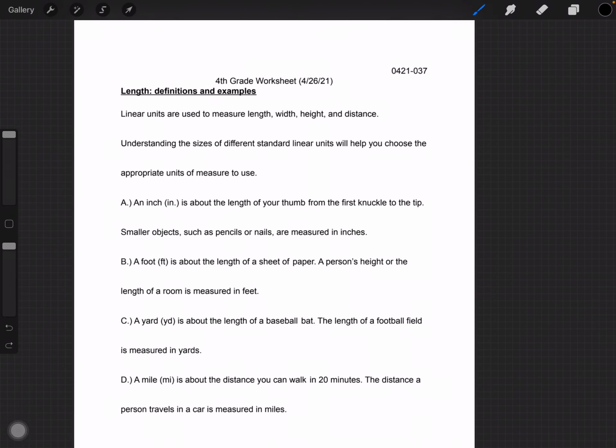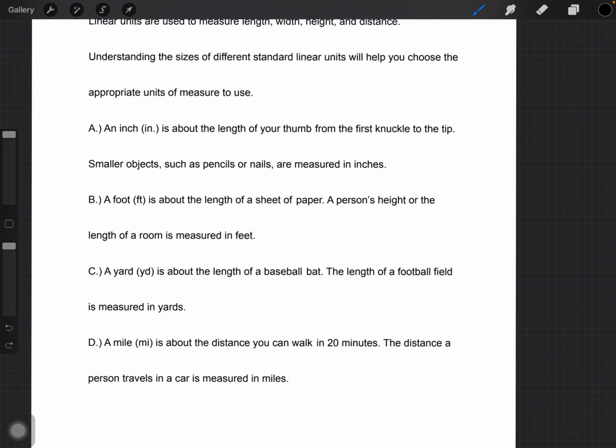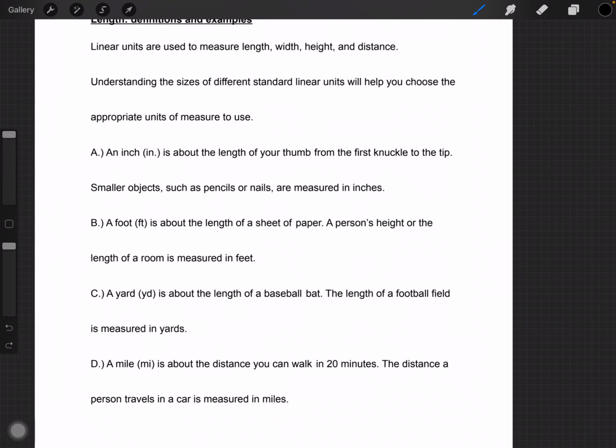The first worksheet you should have gotten says length, definitions, and examples. What we're going to be going over this week is mainly measures of length. An inch, this is the first one. We're given these ones right here.